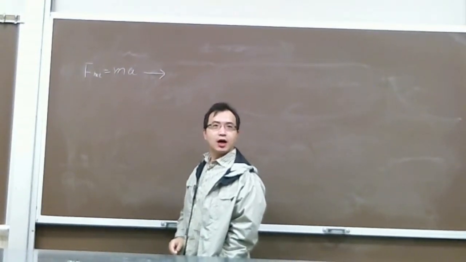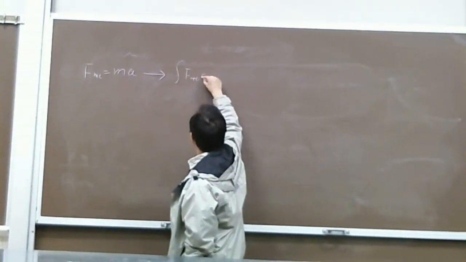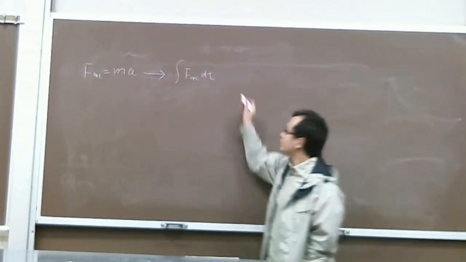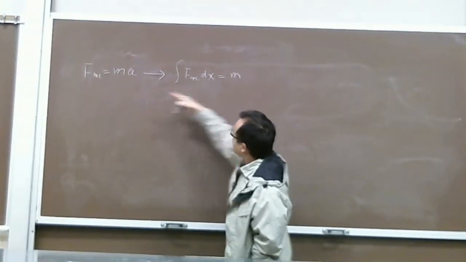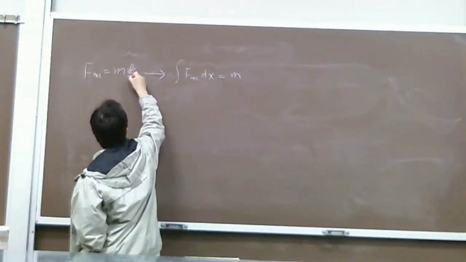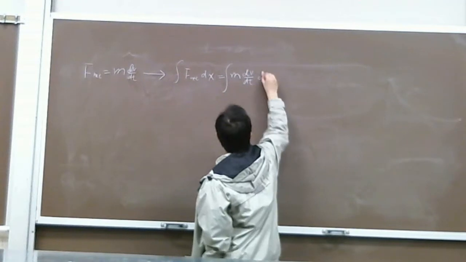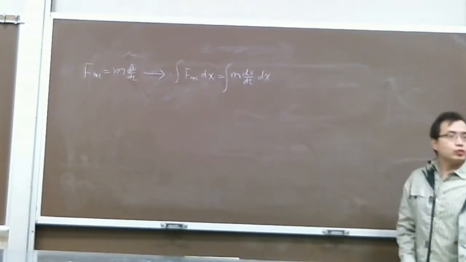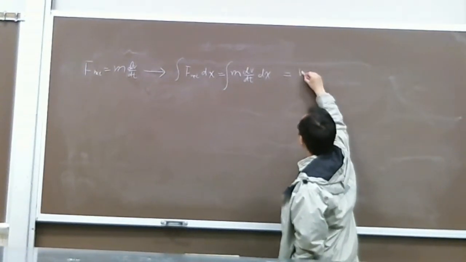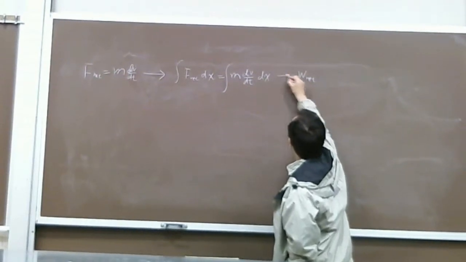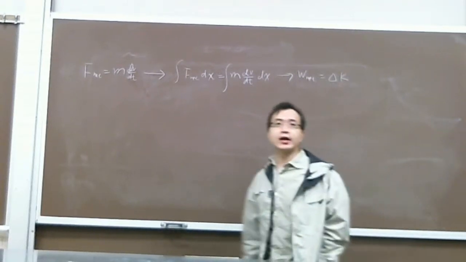So we start with Newton's second law, and we integrate it on both sides with dx. A is actually dv over dt. If we do this integration for both sides, we get W net equals delta K, the work kinetic energy theorem.